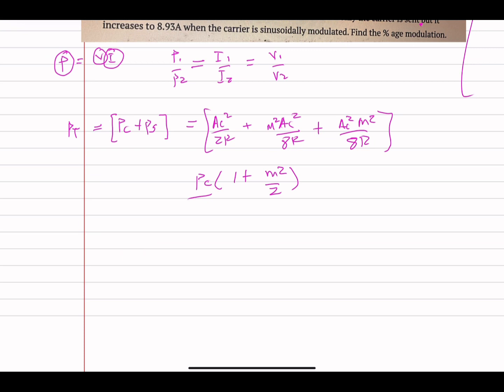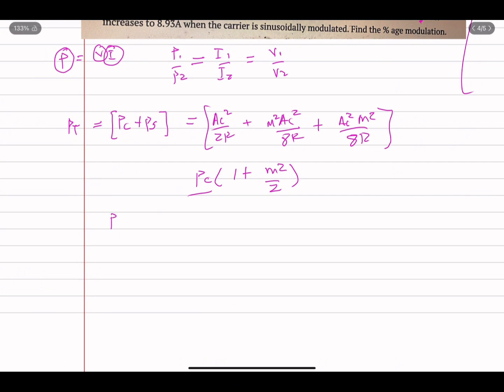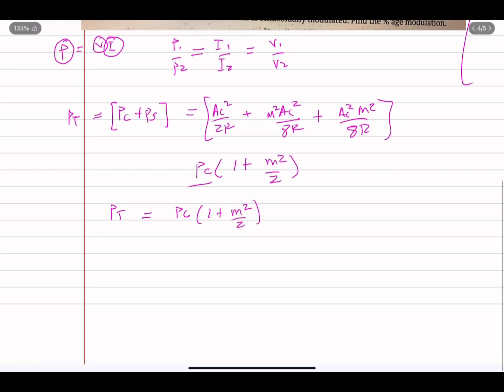So based on this, we can say that this Pt is the total power the antenna received, and is equal to Pc, the carrier, into bracket 1 plus the modulation index squared over 2. And from there, we can divide both sides by Pc, and we are going to get Pt over Pc equal to 1 plus m squared over 2.